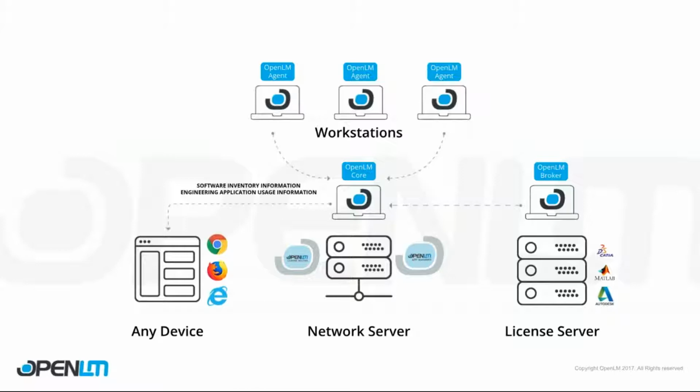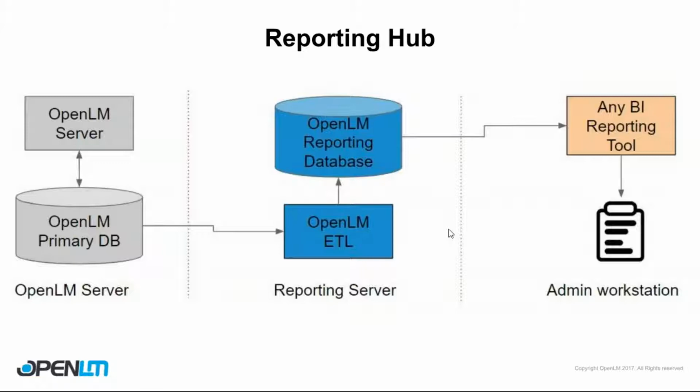Now, in order to harvest licenses, as we've said, the OpenLM Agent must be installed on the workstations. It can be installed manually, just double click, next, next, next, or it can be installed using silent rollout, meaning that you'll create a script and the script will roll out the agent to all the connected workstations. And they won't even know that they have it. It will just be installed silently in the background. And the next part will be the Reporting Hub that we will talk about.